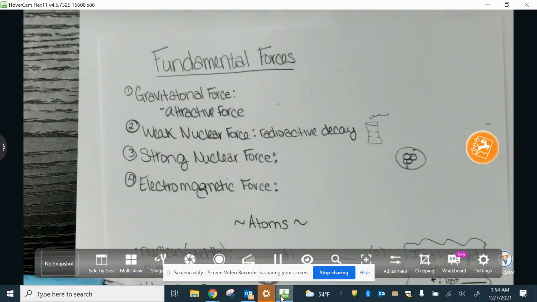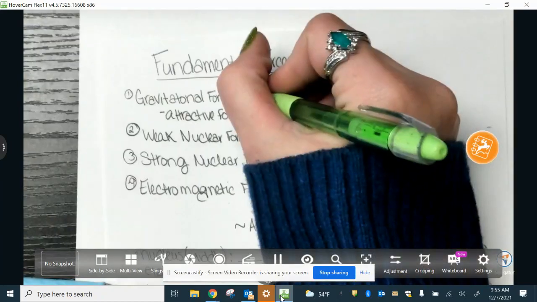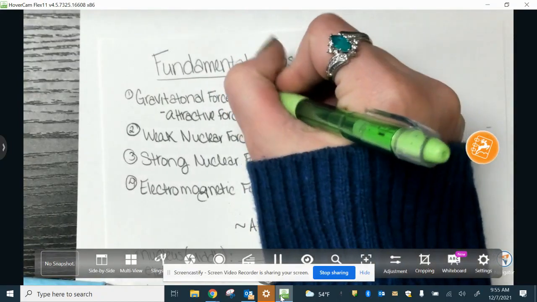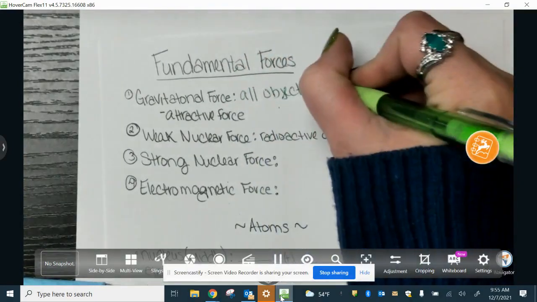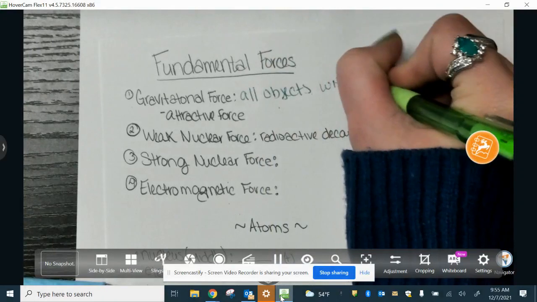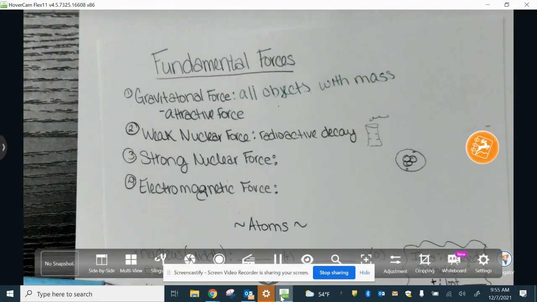Alright, so today we're talking about the fundamental forces, and there are 4 of them. We've been talking about one of them thus far, that gravitational force. Remember that gravitational force happens with all objects with a mass. It is an attractive force, which means gravity will never take you away from something.